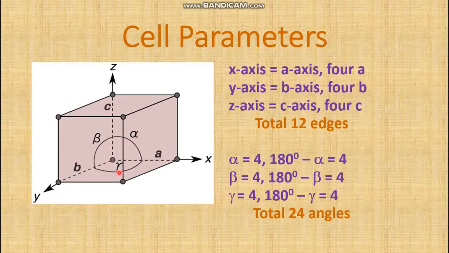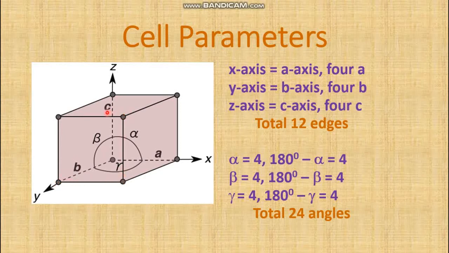The total number of a is 4, total number of b is 4, total number of c is 4. There are 12 edges, and these 12 edges are described as only 3 cell parameters, a, b and c. That means a is representing 4 edges. Which 4 edges? Any 2 connected points where the connection is parallel to the a axis. That means not only these 2 points, but also these 2 points, because the connection of these 2 points is parallel to the a axis.